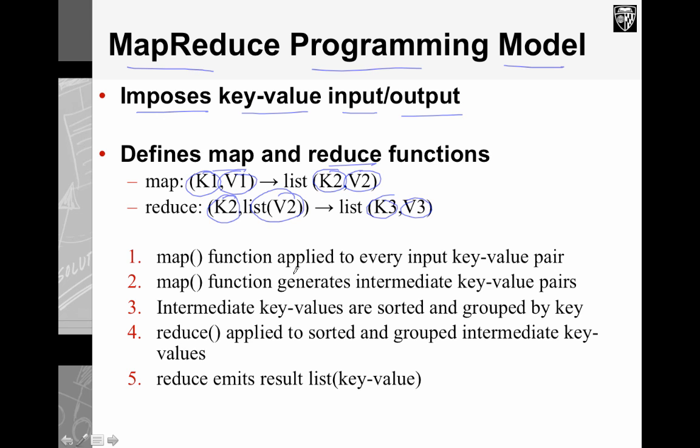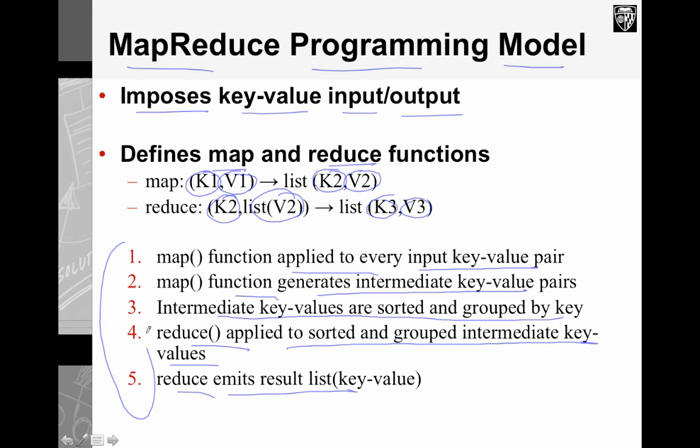The map function is applied to every input key value pair. The map function generates intermediate key value pairs. The intermediate key value pairs are sorted and grouped by the key. And then the reduce function is applied to a sorted group of intermediate key value pairs, and the reduce function emits the results. This is really the entire MapReduce processing. Now what I'm going to do is show you this programming model using an example.